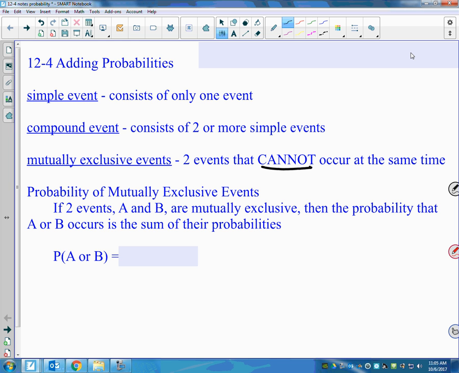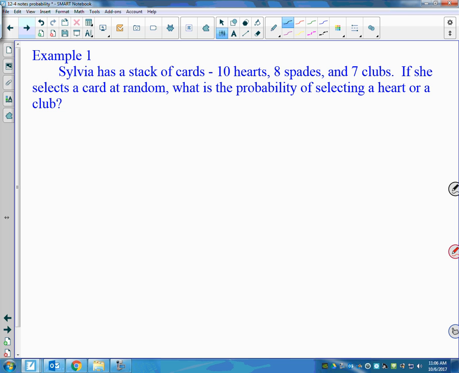So the probability of mutually exclusive events. If two events, A and B, are mutually exclusive, so you have to know that word, that means they cannot happen at the same time. Then the probability that A or B occurs is the sum of their probabilities. So the key idea is if it's A and B, you multiply. If it's A or B, then you're adding. You just take the probability of A plus the probability of B. So let's look at an example.